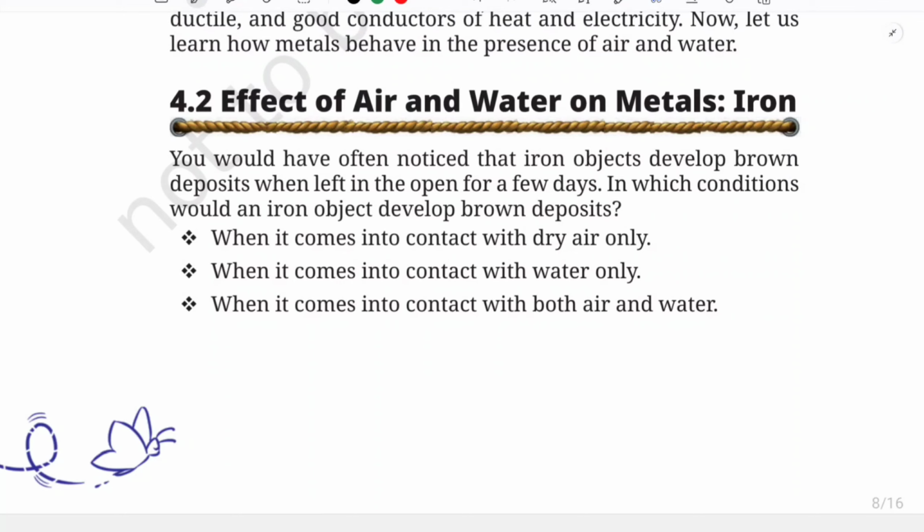So today in this class we are going to continue chapter number 4 that we have started, that is the world of metals and non-metals. Okay, so this will be your part 2.